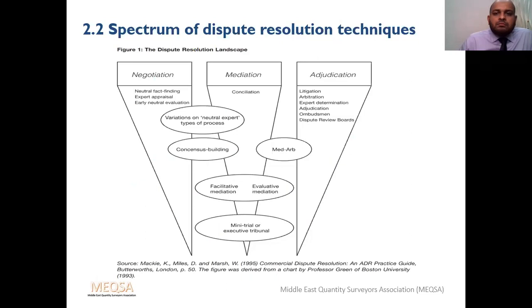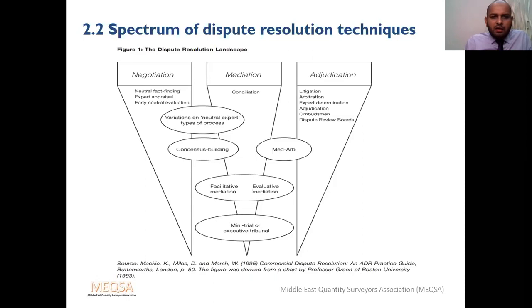Negotiation is the first level. Mid-level is mediation. There will be a third party and he will mediate. Then adjudication. There will be a third party, but he has power. He can order you. Even though you don't like it, you should obey his orders. It's a binding decision.